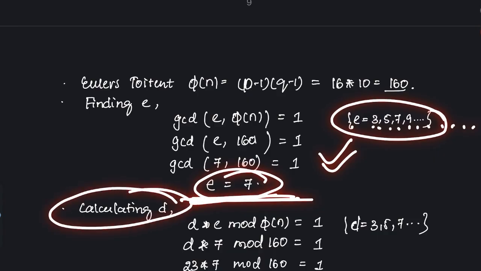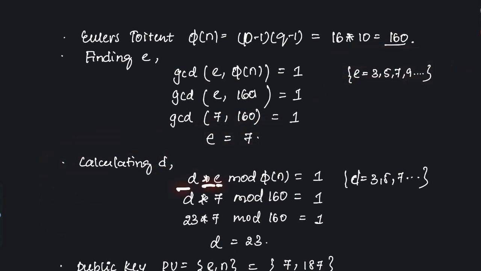Next I'll have to calculate the private key. So D star E mod phi of n is equal to 1. D again 3, 5, 7, 9. So D star 7 mod 160 is equal to 1.